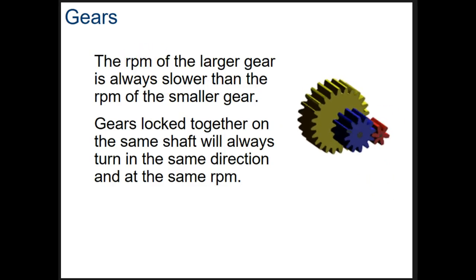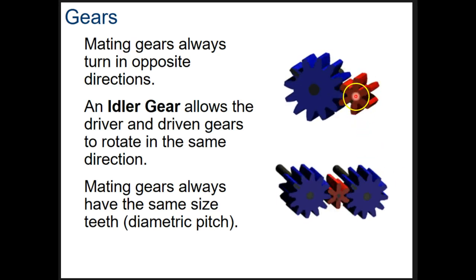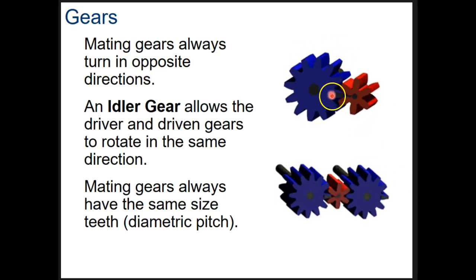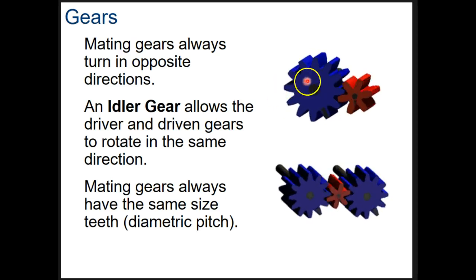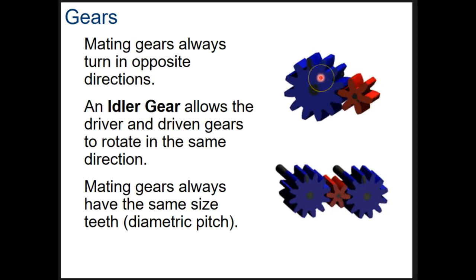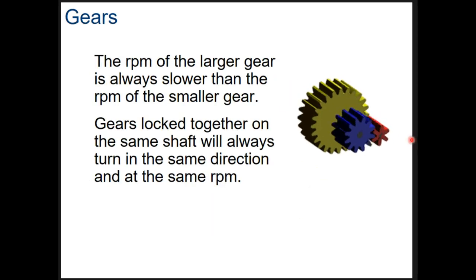This first statement is easier to understand. The larger gear always moves slower than the smaller gear. So let's look at the blue gear and the red gear in this example. So here we have the blue gear is turning slower and the red gear turns faster because of the greater number of teeth or the larger diameter. So we'll get into the formulas in just a moment.